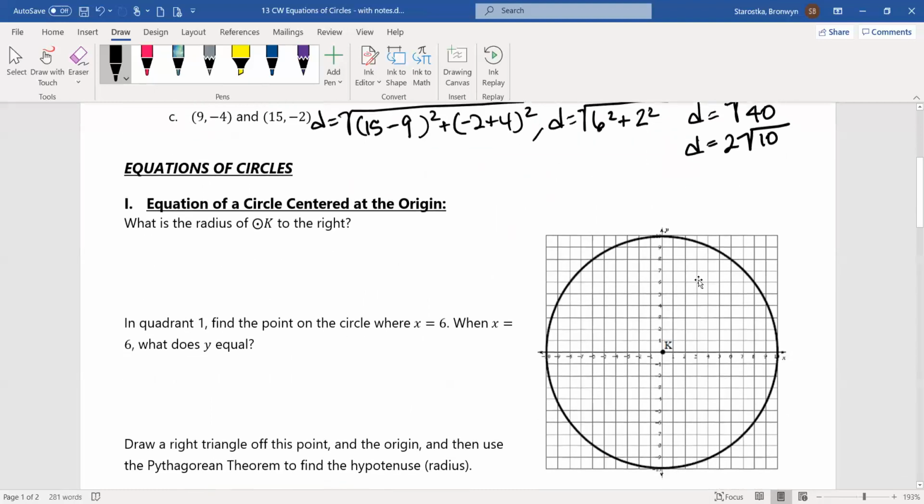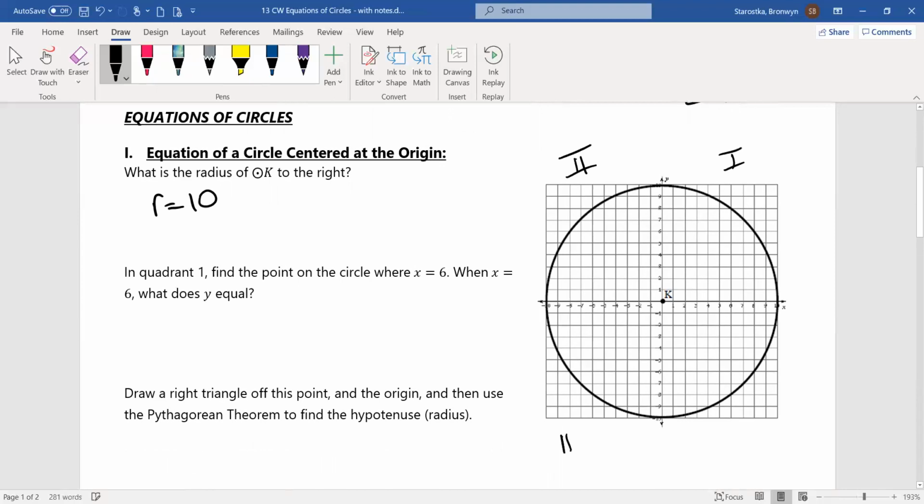Equations of a circle centered at the origin. So here we go. What is the radius of circle K to the right? So I can find the radius, the whole diameter goes through the center and all the way across, it's the longest chord, but the radius is half that, and I can see the radius. In quadrant 1, quadrant 2, quadrant 3, quadrant 4. In quadrant 1, find the point on the circle where x equals 6.